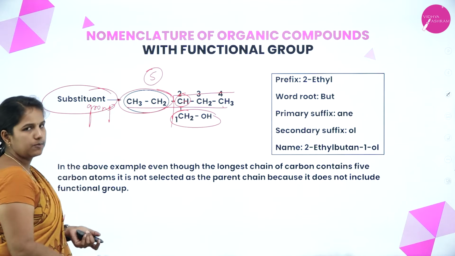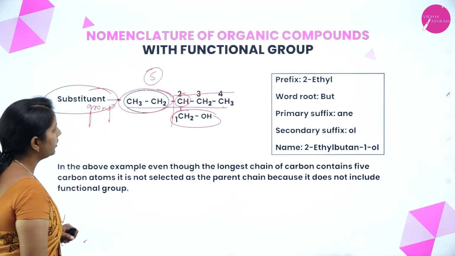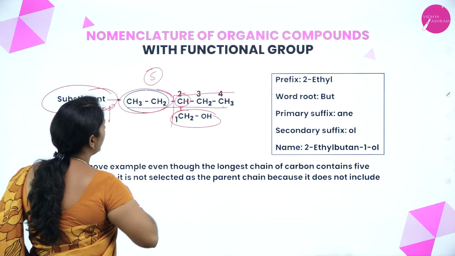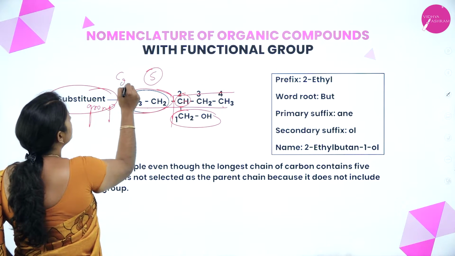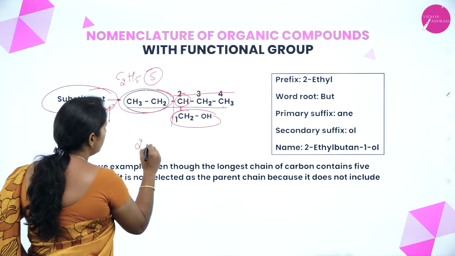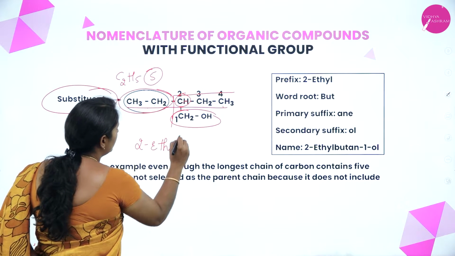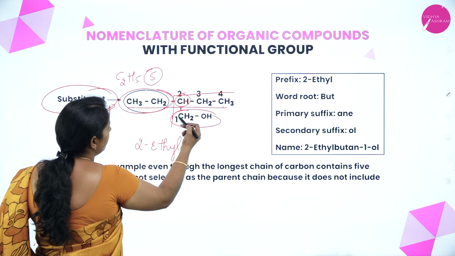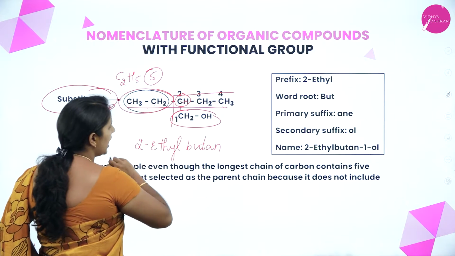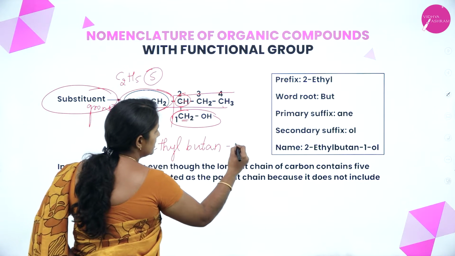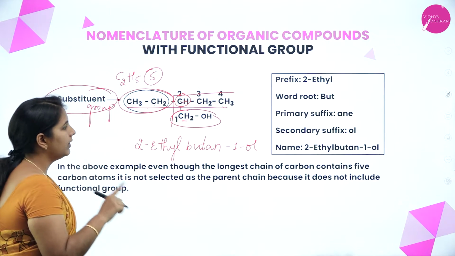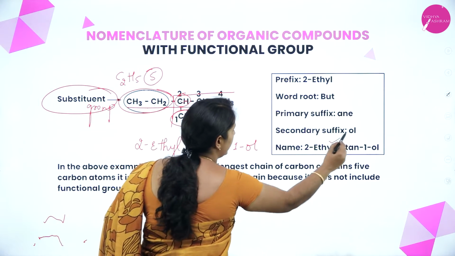So then the remaining group will be acting like a substituent group. In such a situation, how to name this? This is a substituent group, no? How to name the substituent group? The second carbon atom has got an ethyl group, that is C2H5, correct? C2H5. So it is 2-ethyl. How many carbon atoms are in the chain? 1, 2, 3 and 4. Butan. Which carbon atom has got the functional group? 1. So 1-ol. 2-ethylbutan-1-ol, as I have written with the name.